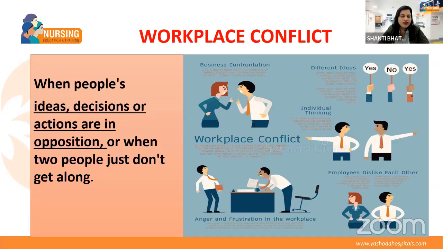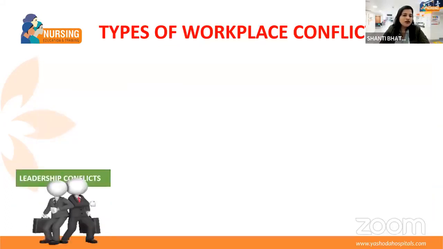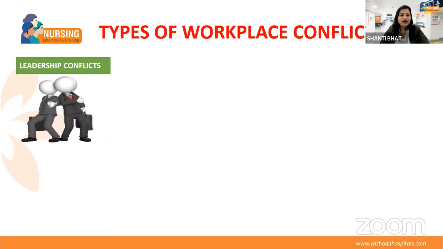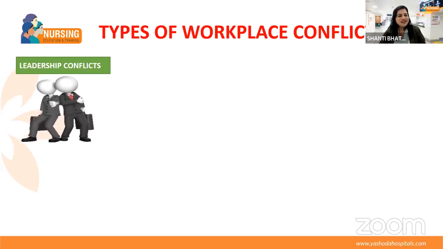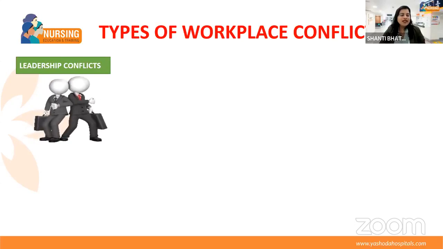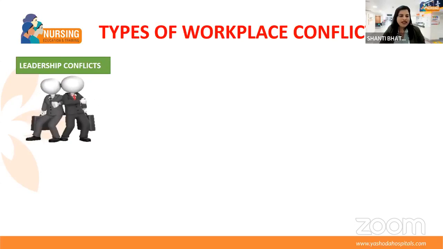Workplace conflicts are nothing but individual thinkings not being encouraged. The employees may not like each other. Anger and frustration and emotional perspectives are always dominating. So these are nothing but a workplace conflict. The types of workplace conflict start with leadership conflict. Again, leadership, the policymaker decisions and the opposition between the HOD and the policymaker decision, maybe in terms of micromanagement and in terms of personality clashes, the leadership conflicts happen.